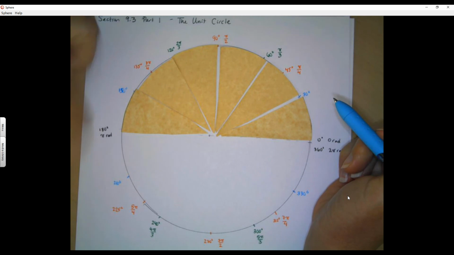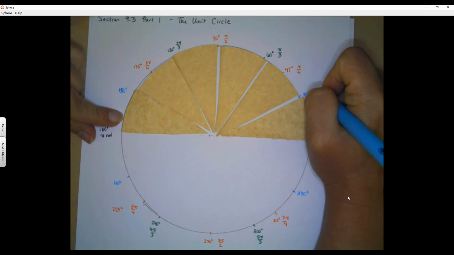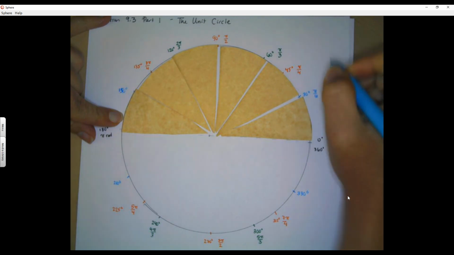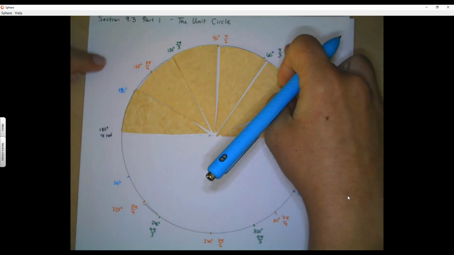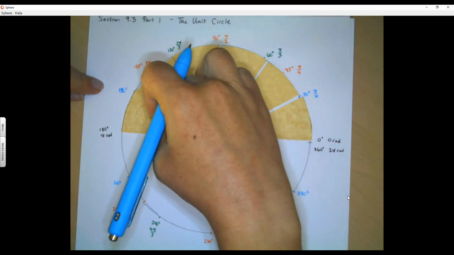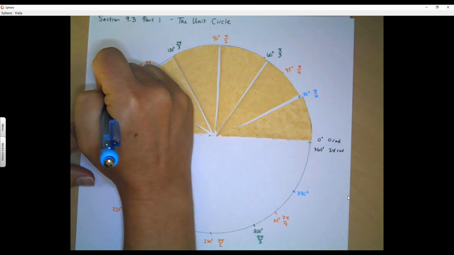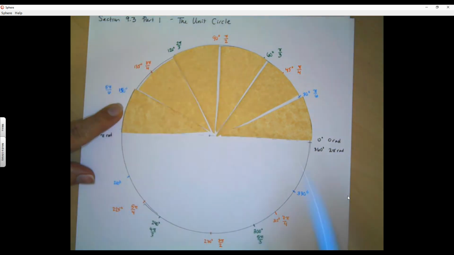And if we add our radians to this, we took pi and we divided it up into sixths. Okay, so this is going to be 1 pi over 6. This was 2 over 6, but this one's already marked. 3 over 6, 4 over 6, 5 over 6. So this one, 150 degrees, is the same as 5 pi over 6. Okay?